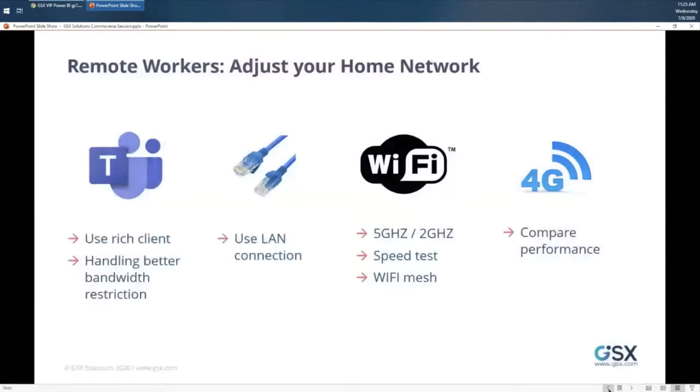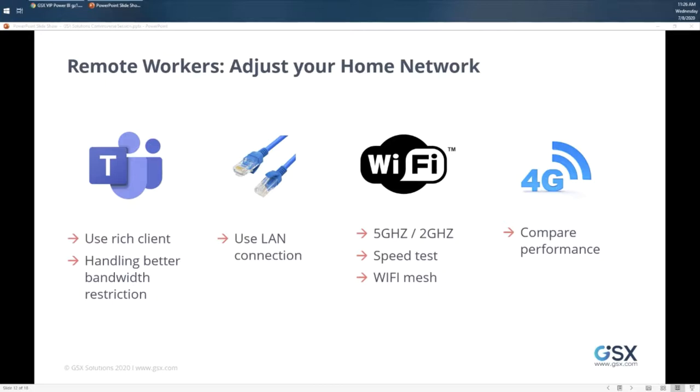As you all know, there are two main Wi-Fi bands right now, the 5G and the 2.4G. Most people think that by default 5G is better than 2.4 because 5 is bigger than 2. But it's not necessarily true. Sometimes it's true, but not necessarily. The 5G is more powerful, but it doesn't go through walls that well. So if your remote worker is far from their router, sometimes the 2.4G is better than the 5G.